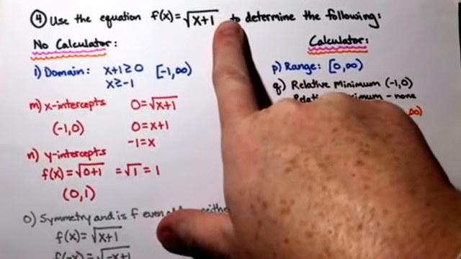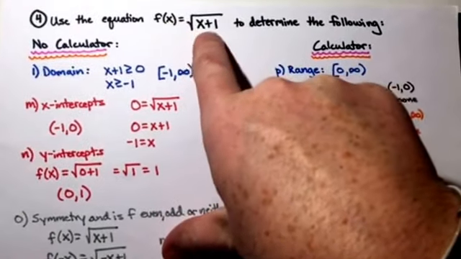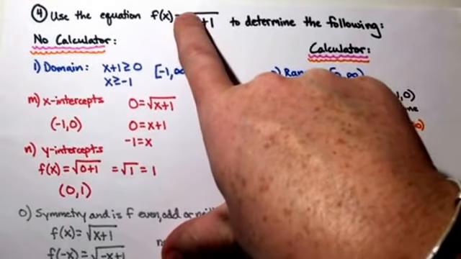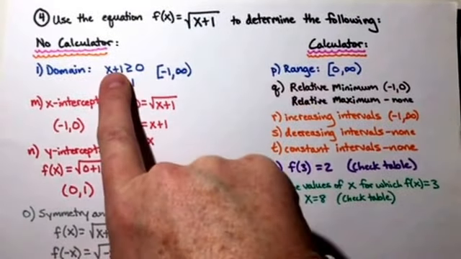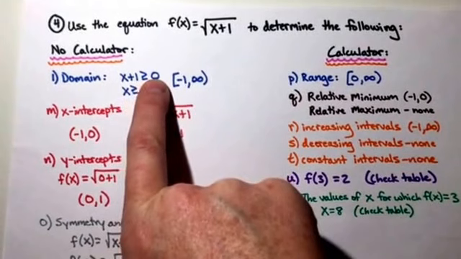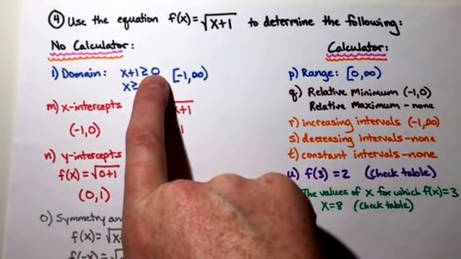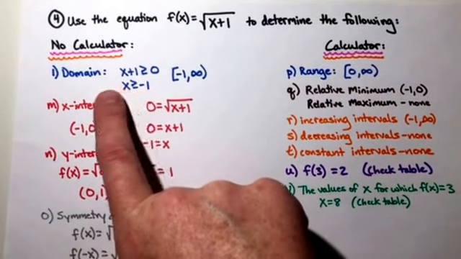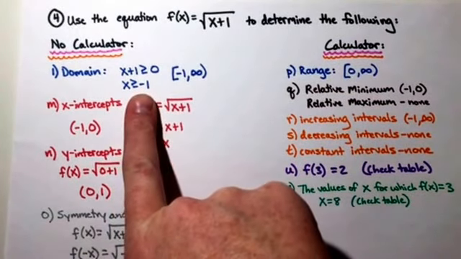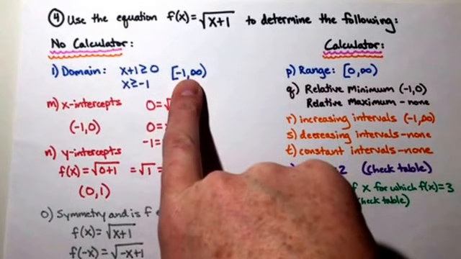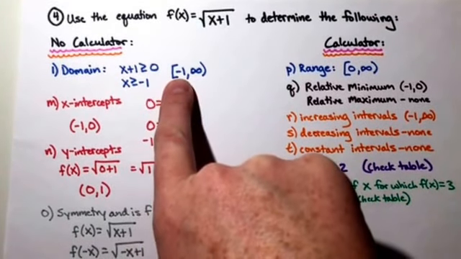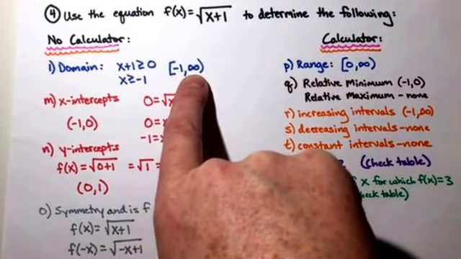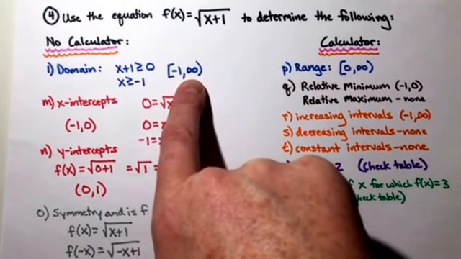We know in a square root function that everything underneath the radical has to be positive because it is an even root. So I would say x plus 1 is greater than or equal to 0 to help me figure out the domain. When I solve for x, I simply subtract 1, so x is greater than or equal to negative 1. That tells me my interval for the domain is all values equal to negative 1 and greater, so negative 1 to positive infinity.